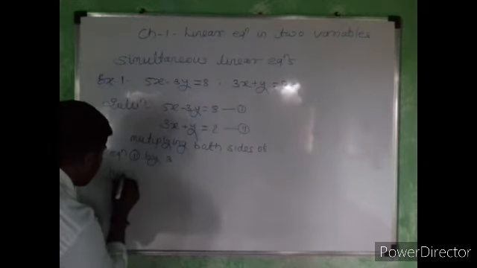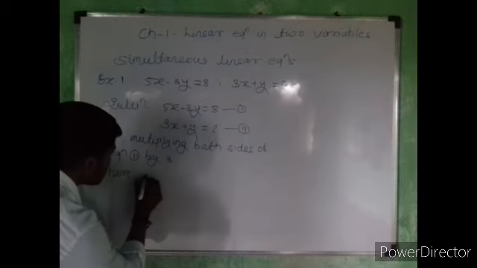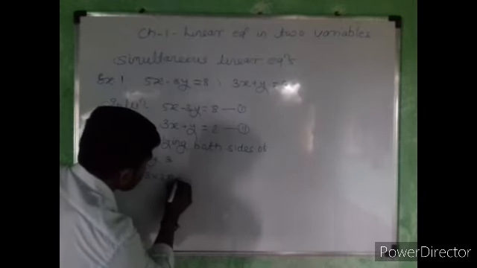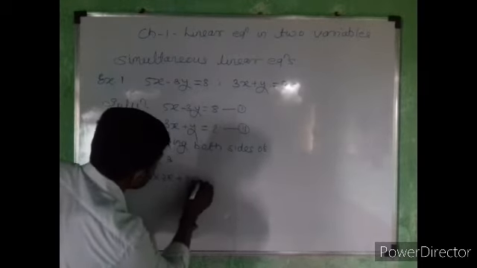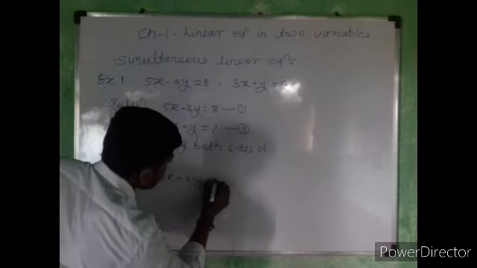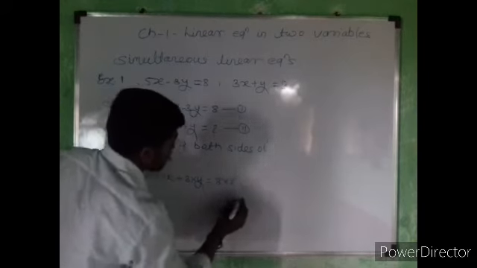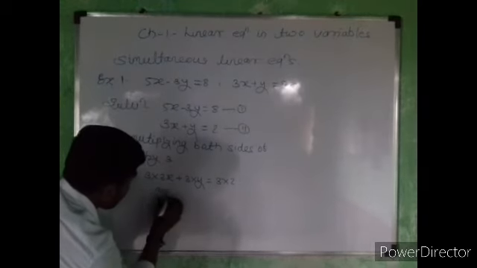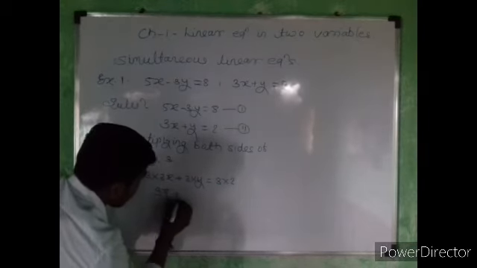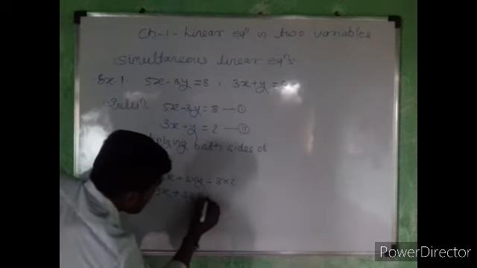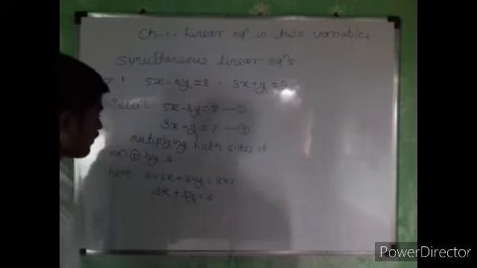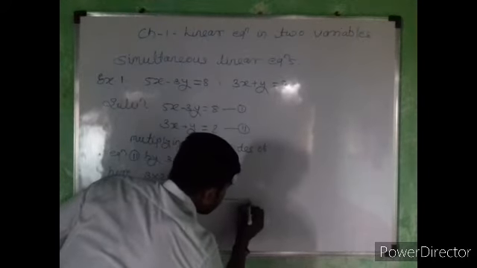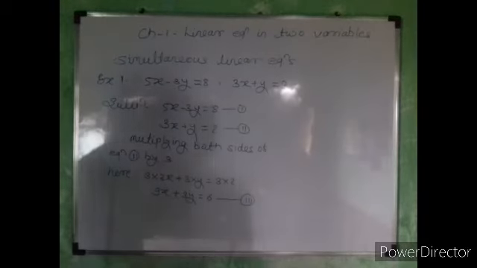Here 3 into 3x plus 3 into y is equal to 3 into 2, and that is 9x plus 3y is equal to 6. We give the number 3. Here we get the equation number 3.